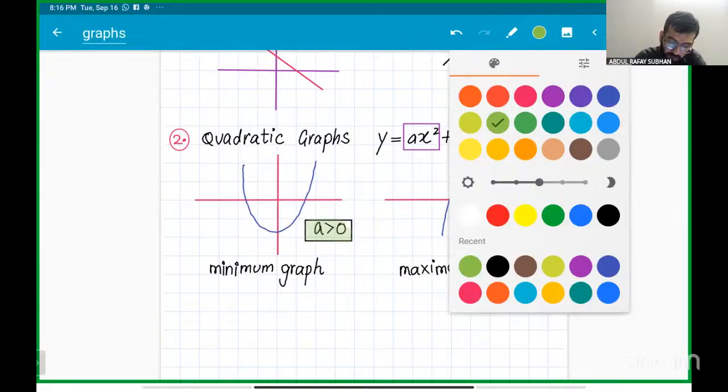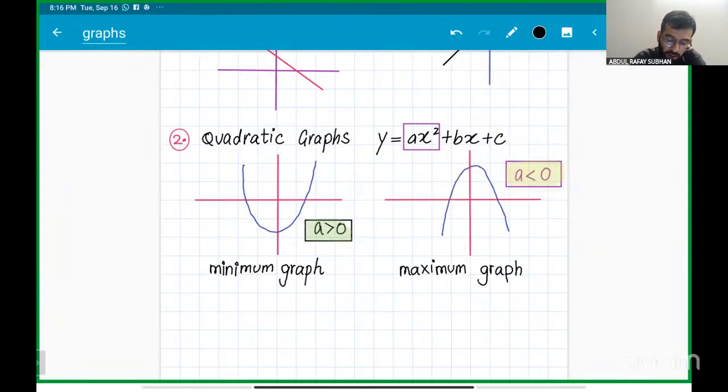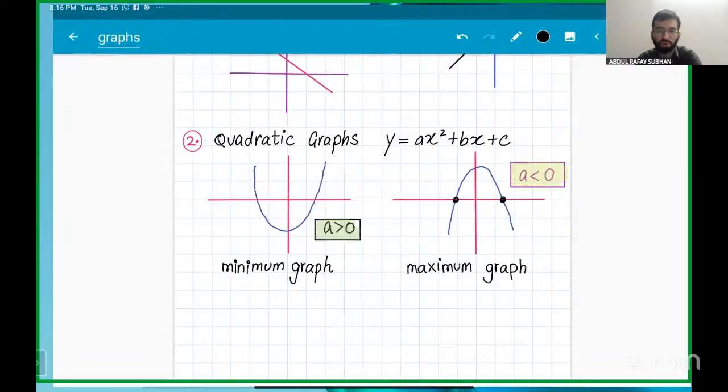As we have discussed, why does a quadratic graph look like this? Because a quadratic graph always gives us two solutions, because the highest power is square. So we get two solutions: one solution, and second solution.